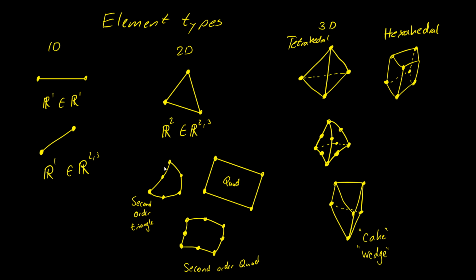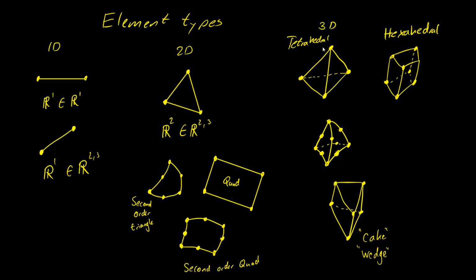And they can model different things. They can model shells, so they have bending resistance, or they can model membranes, which are like cloth. They don't have any bending resistance, but they can only take tension.